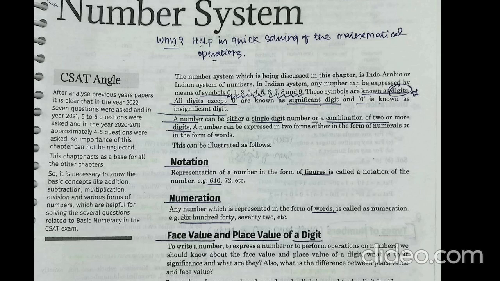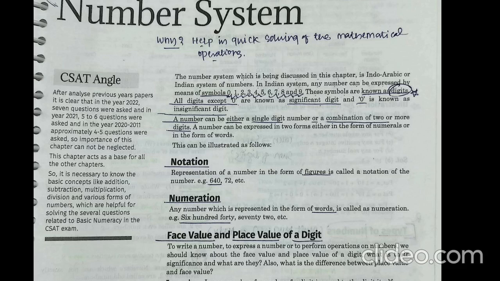So what are the different key terms associated with the number system? First one, as we have discussed, the digit. Now there is the key term called notation. Notation is basically the representation of a number in the form of a figure. For example, take the number 640 or 72, right? These are called notation.